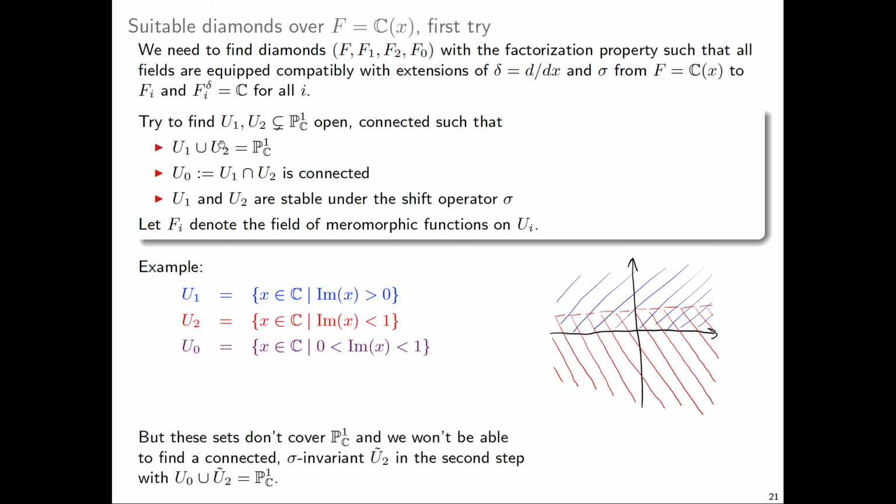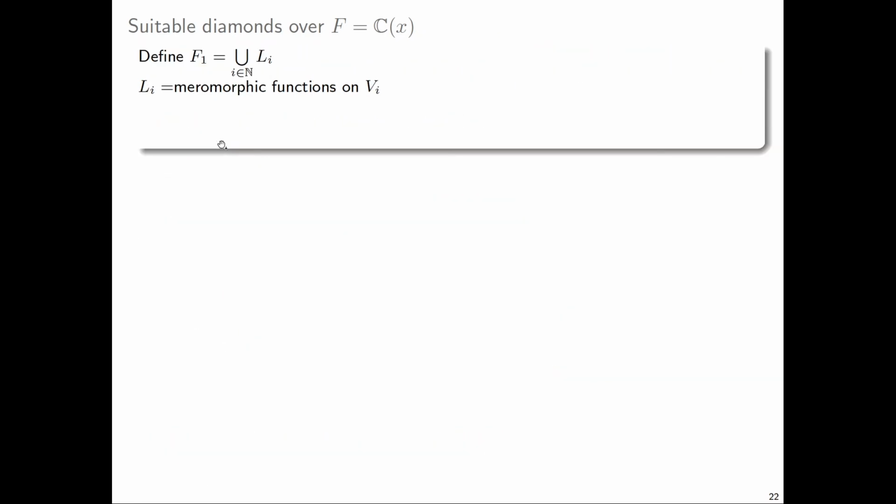Another issue, if you would do this, would be that in the second step, remember that our F0 becomes the F1 tilde. So the thing with the stripe in the middle would be the new U1, and then we would need a new U2 that's connected and together with the stripe covers the whole thing, and that's also a problem, right? Because you can't find something connected and sigma invariant that's going to cover the whole thing. So instead what we do is the following.